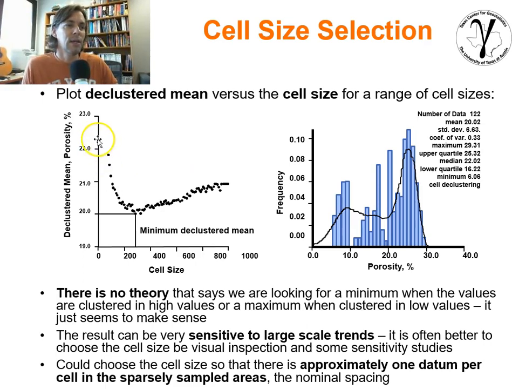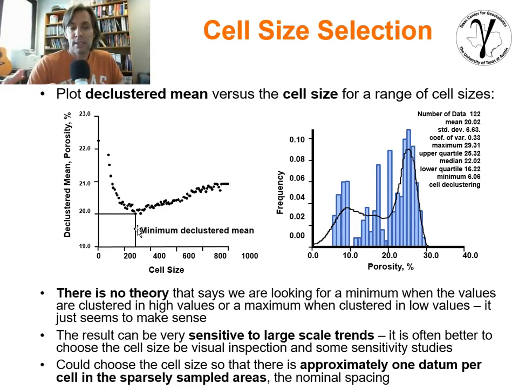So, if we plot this, this is the naive porosity mean of the sample, naive sample mean. Over here at some large size of cell, it's going to go back up to there again. In between, it's going to fall. Why does it fall? Because specifically, we oversampled the high values, so the declustered mean decreases as we look at different cell sizes. The common practice is to select the cell size that minimizes the declustered mean if we have sampled preferentially the high values. If we sample preferentially low values, you reverse it and you take the maximizing cell size for the declustered mean.